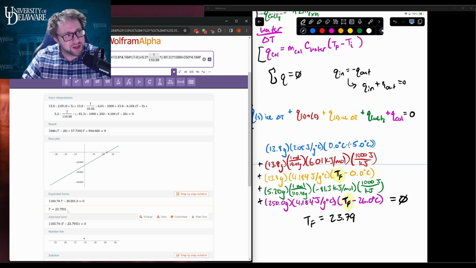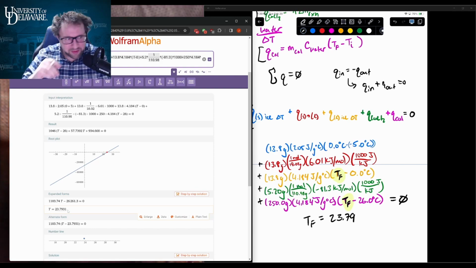This is where using Wolfram kind of hurts, in that if I were to do this by hand, I'd have an idea of where my uncertainty lies. I'm willing to bet that this right here determines my uncertainty. So 13.8 times 2.05 times 5. Will that get me 130? Okay, so we're probably okay with using 3 sig figs.